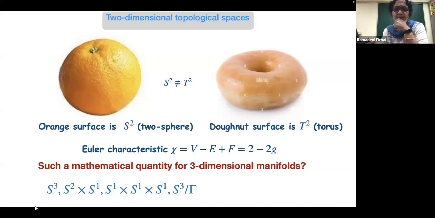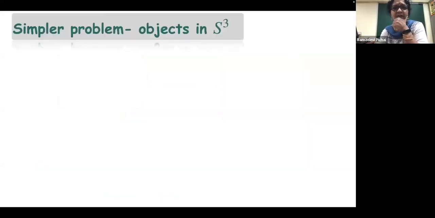So there's a whole list. I've just given you a few examples. Can we find an analog of this Euler characteristic quantity for such manifolds? Because these, I know, are inequivalent, we should find the quantities which are different for different 3-manifolds. Okay, that's the main motivation.